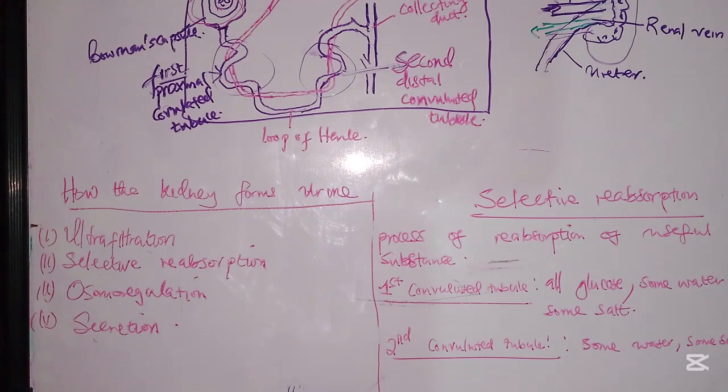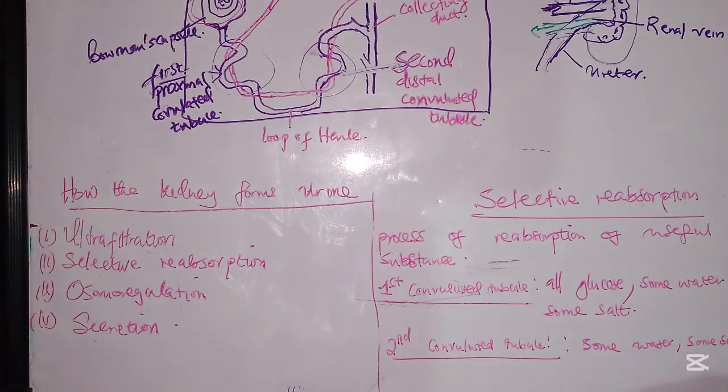Urine. So remember, we started with the ultrafiltration, where red blood cells and blood plasma remained. Then we came to the first proximal convoluted tube, where glucose remained. Then we just remained with water, salt, and urea in our tubule, which means our urine is now formed.